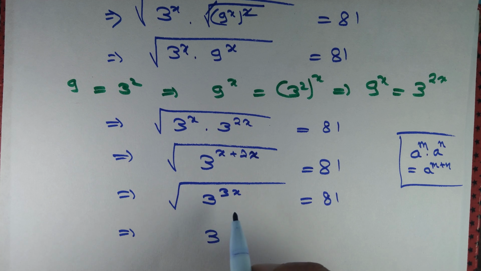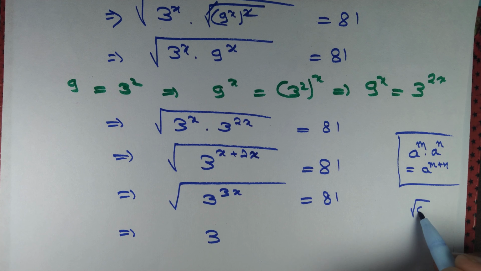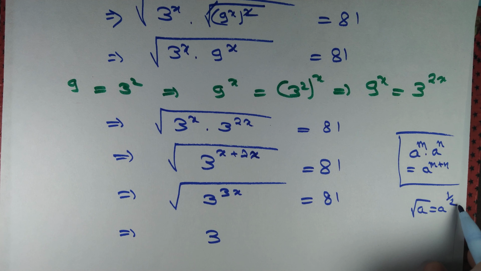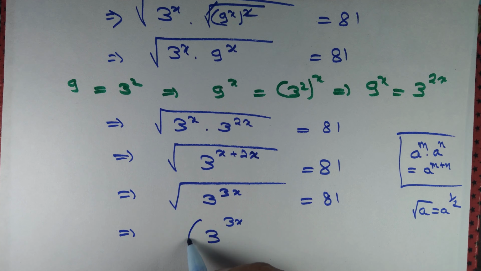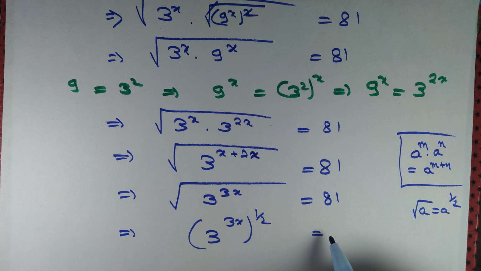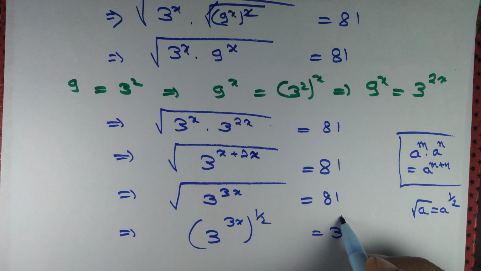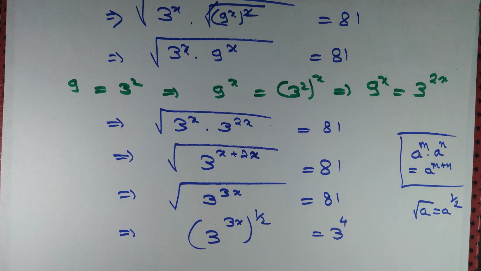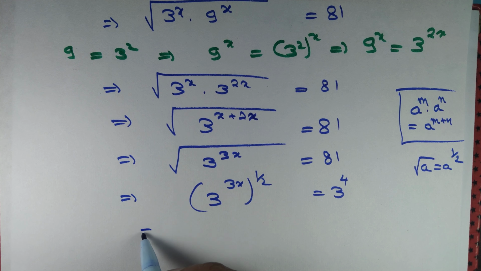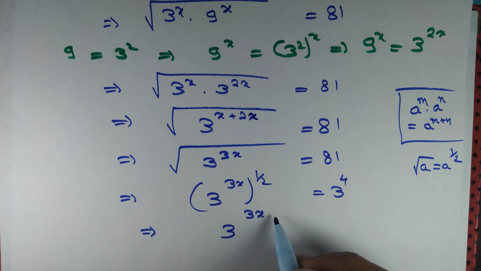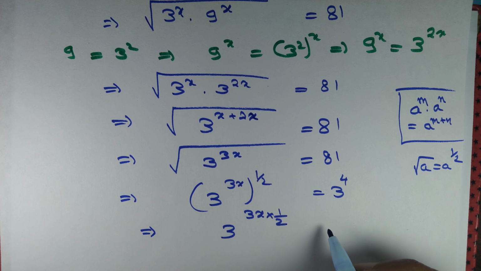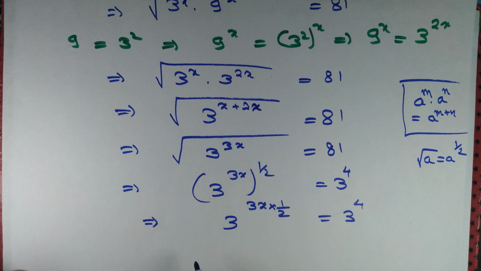And we can write square root as half. Root a is equal to a to the power half. So we can write this as 3 to the power 3x whole thing to the power half, equal to 81, which is simply equal to 3 to the power 4. We want to compare, and so we maintain the same base. That implies, again a to the power m to the power n, powers of powers, we can simply multiply the powers. 3 to the power 3x into half equals 3 to the power 4.